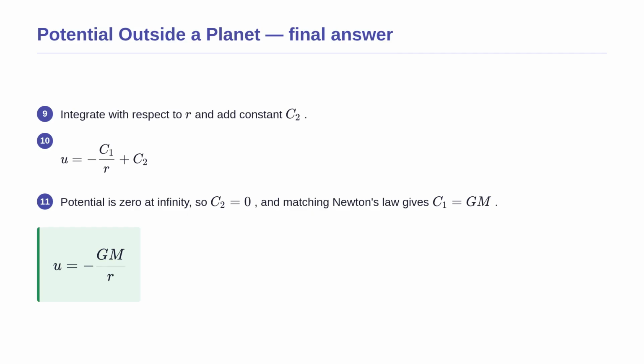The integral of 1 over the radius squared is negative 1 over the radius, and we add a second constant of integration, C2. In physics, we define the gravitational potential to be exactly 0 when you are infinitely far away. Plugging in an infinitely large radius makes the first term 0, meaning C2 must also be 0. By matching our formula's gradient to Newton's original law of gravity, we find that C1 equals the gravitational constant times the mass of the planet. This final answer shows that you are trapped in a gravity well, represented by the negative sign.